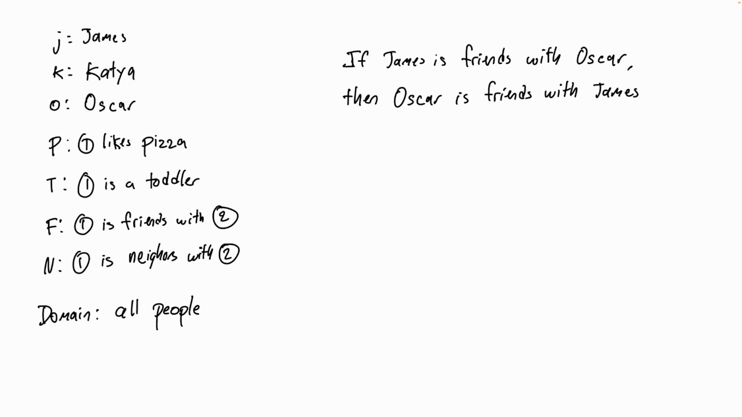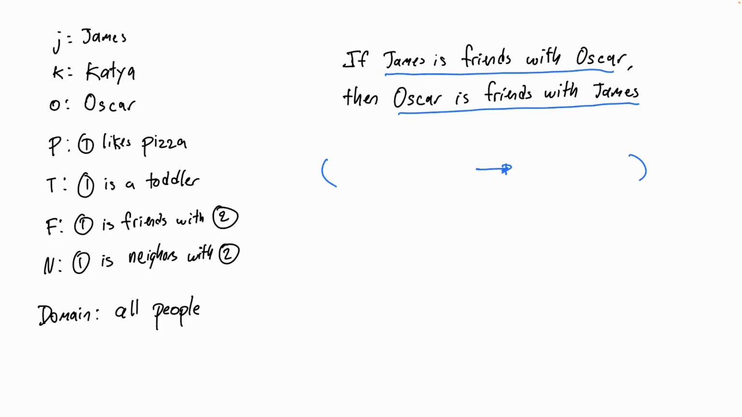Let's work through some simple translations from English into this language. We'll start with "if James is friends with Oscar, then Oscar is friends with James." The first thing to notice is that this is a conditional, so we just have to translate the antecedent, James is friends with Oscar, and the consequent, Oscar is friends with James, and then stick an arrow in between, and we're done. To translate "James is friends with Oscar," it helps to first reconceptualize that as the claim that James stands in the friends with relation to Oscar.